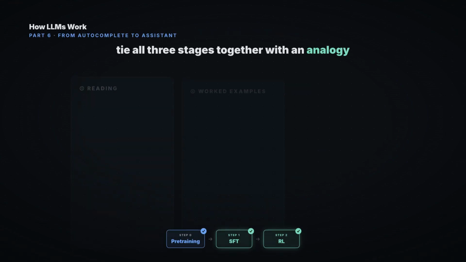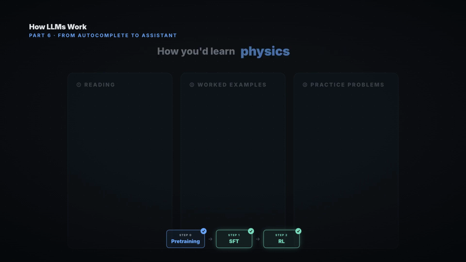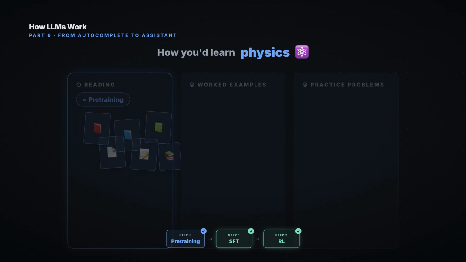Let me tie all three stages together with an analogy, because I think this makes the whole journey really clear. Think about how you'd learn a subject, say physics. Pre-training is like reading every physics textbook, lecture note, and article ever written. You're absorbing a massive amount of raw information. You know a lot of stuff, but you can't necessarily do anything with it yet. You haven't practiced.